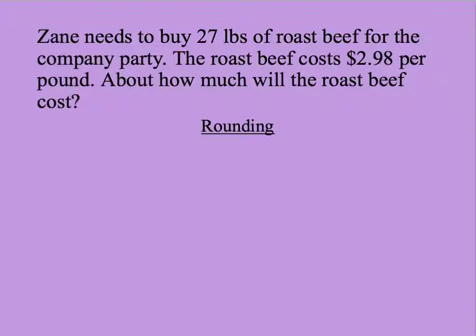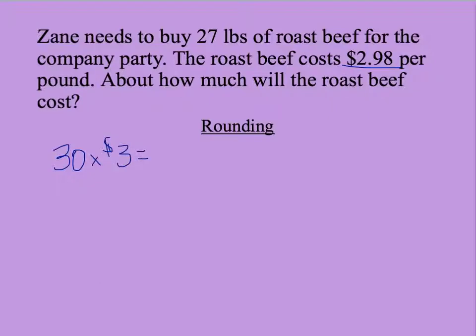So the first strategy we're going to use to find an estimate is rounding. And I know that I need to use multiplication instead of, say, division or addition or subtraction because I'm buying 27 pounds and each of those pounds costs $2.98. So to round these numbers, I'm going to round 27 to the nearest 10, which would be 30. And I'm going to round $2.98 to the nearest whole dollar, which would be $3.